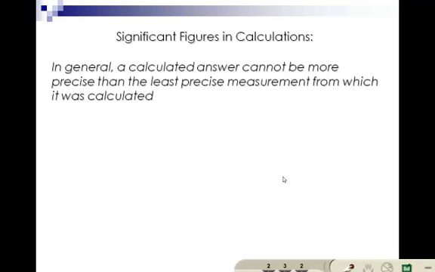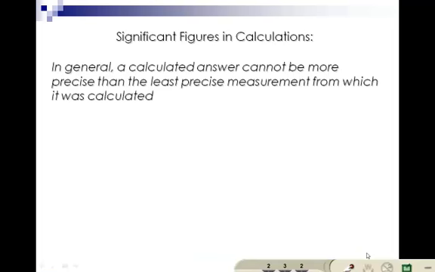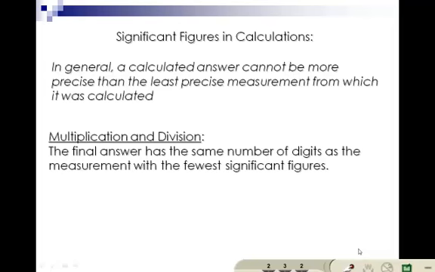So you talk about having a really good instrument and a really poor instrument. And your answer can be no more precise than the worst instrument you used. So please make sure you understand that you have to look at the precision of these numbers you are using. So it cannot be more precise. We're going to first look at multiplication and division.